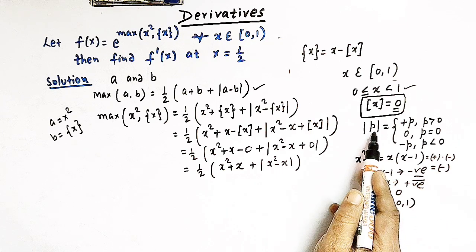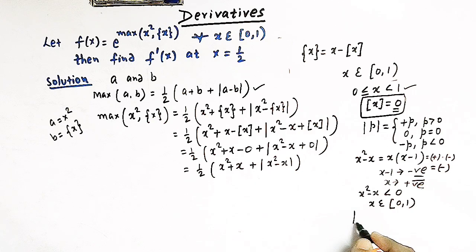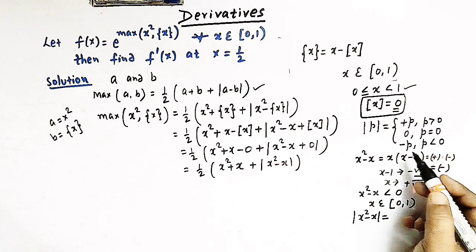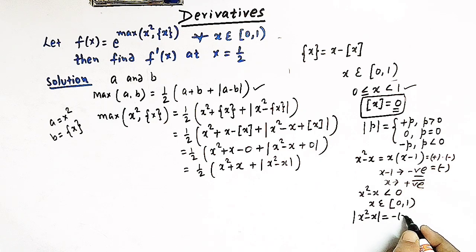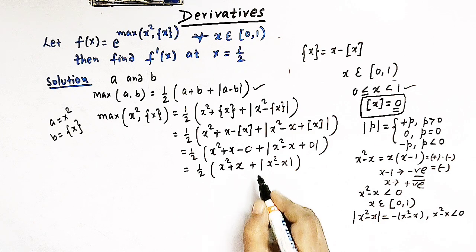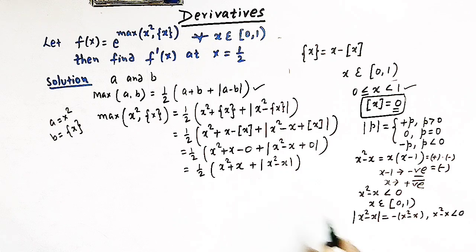So using this definition of the mod function, we can now write mod of x square minus x is equal to the negative of x square minus x whenever x square minus x is less than 0, right? So now replacing mod of x square minus x by the negative of x square minus x, that is minus x square plus x.